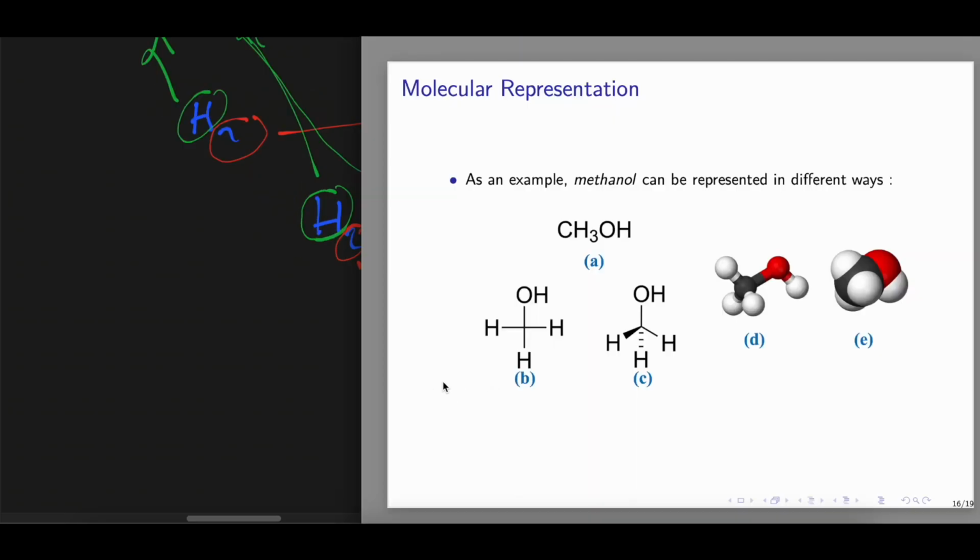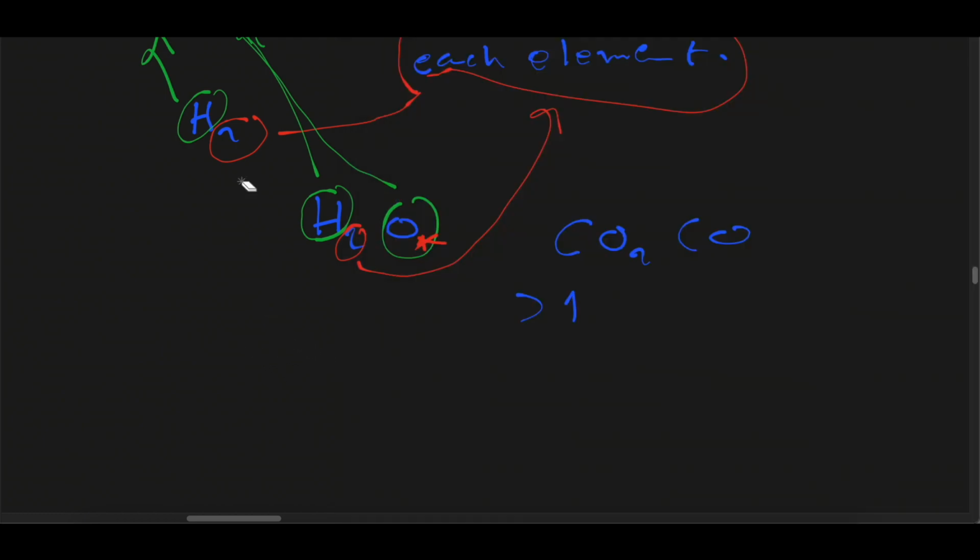So now, after having seen the molecular formula or chemical formula, now we'll talk about molecular representation. How do we represent a molecule? As an example, we have taken methanol. So this substance can be represented according to different representations, as we have here. So we talk about the representation of molecules.